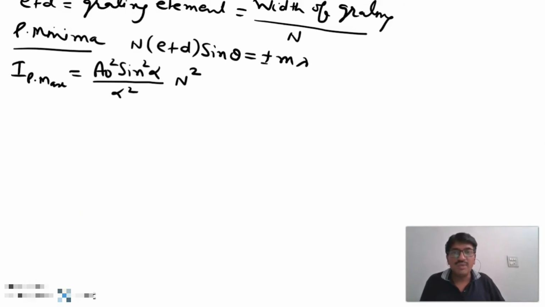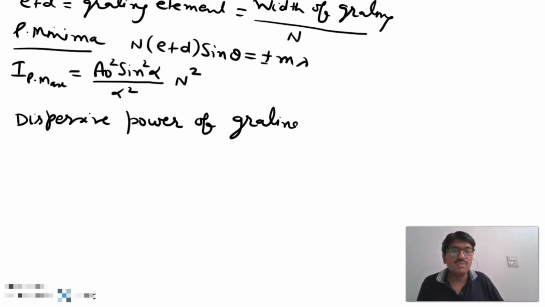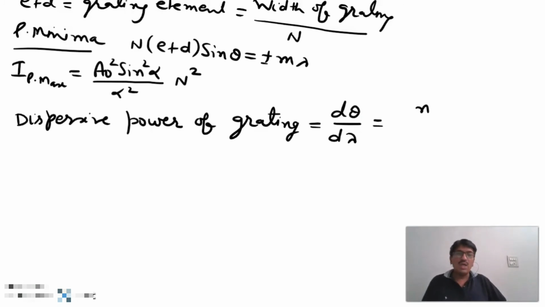And after that, the formula of dispersive power of grating. Dispersive power of grating should be equal to the rate of change of angular diffraction with respect to wavelength, meaning d theta upon d lambda, and it should be equal to n upon (e plus d) cos theta, where e plus d is the grating element, theta is the angle of diffraction, and n is the order of the spectrum.